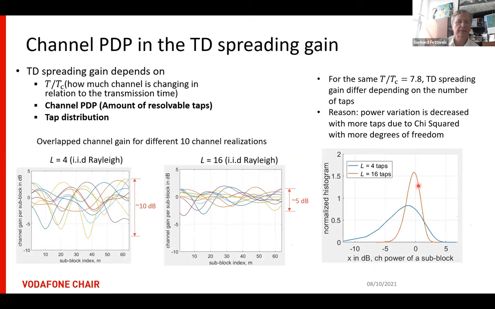If we then do a power delay profile in the time domain and look at the spreading gain here, this is again another example. Here now these are channels. Here you see the x-axis is time.